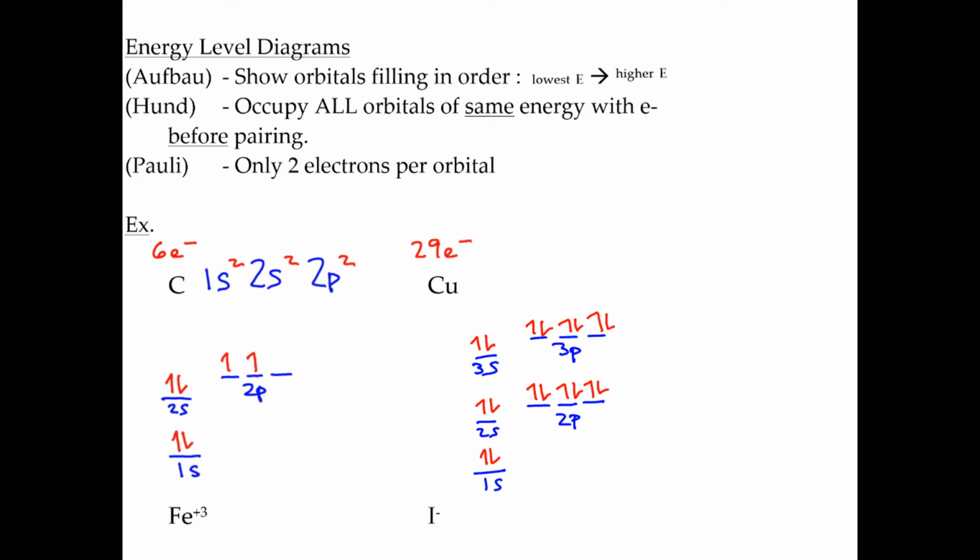And that brings us to 18 electrons. We still have a bunch to go. So look very carefully on page 3. You're going to see that 4s is lower than the 3d.